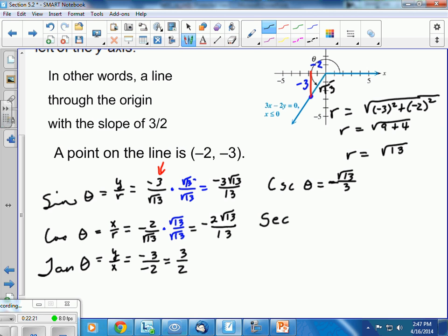Likewise, when I go to secant of theta, I'm going to go back and look at my original ratio there, which was negative 2 over the square root of 13. When I take the reciprocal, I'm going to have negative square root 13 over 2. Again, my radical has been resolved. And lastly, the cotangent, which is the reciprocal function of the tangent, would then be 2 over 3.